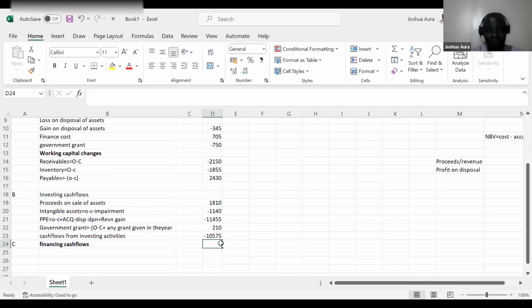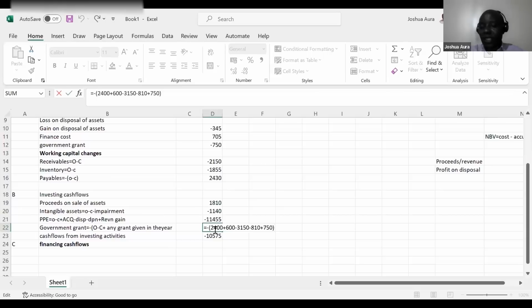No, there is a problem. I've done this question. And the problem must be in these government grants. So remember, for government grants, let me just press F2 there. What do we do for government grants? If I look at the question paper, what do we have here for government grants?